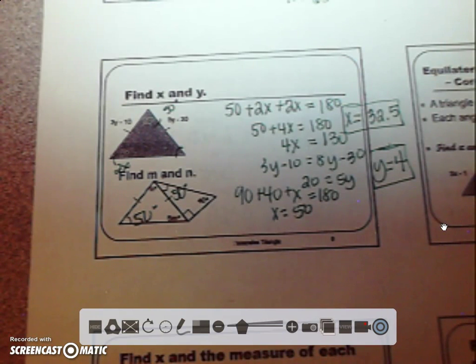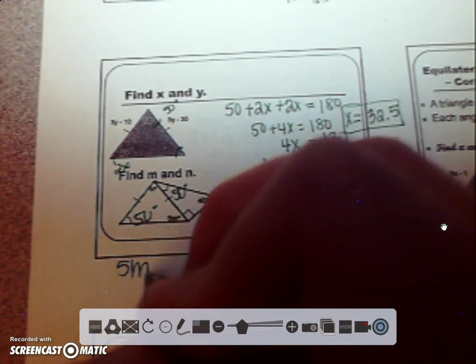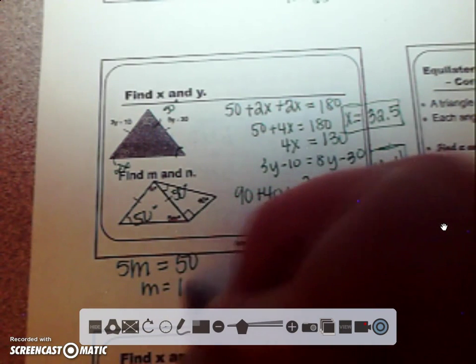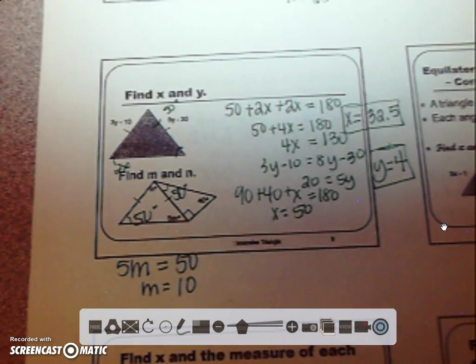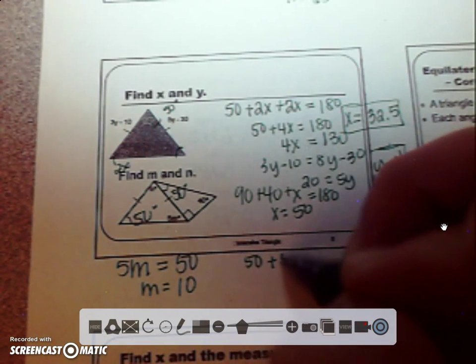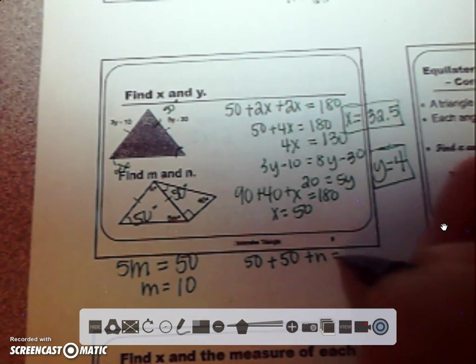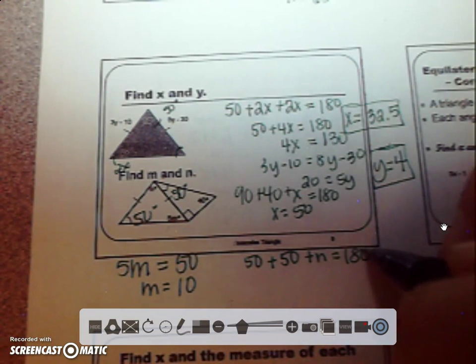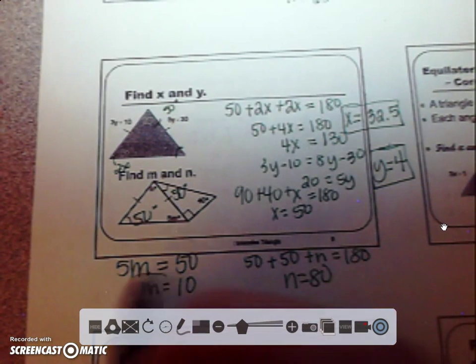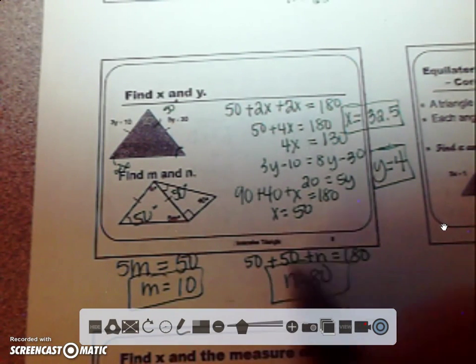From there, then I know that these two things must be the same. So 5m is equal to 50, which makes m equal to 10. And then you have 50 plus n is equal to 180. So n has to be equal to 80. And there's your two solutions.